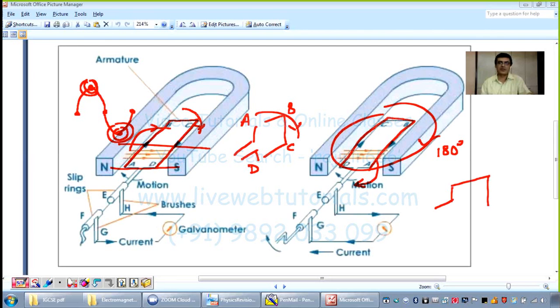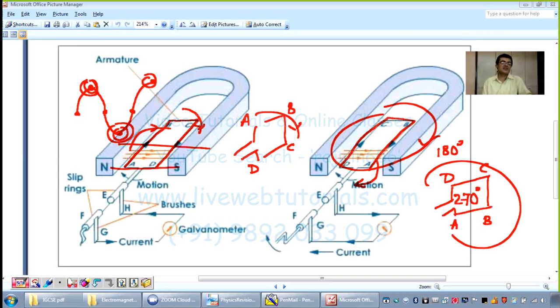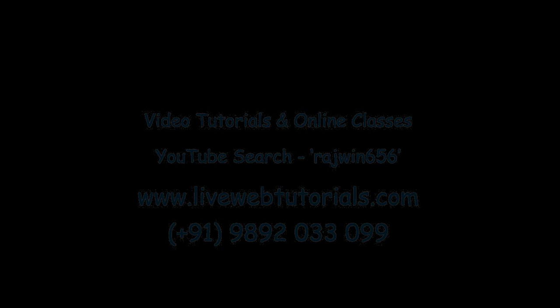This is how the coil is going to look if I see it from this side. In this case, AB will be this side and CD will be this side. Here the rotation has become 270 degrees. Again, when one complete rotation has gone, it has become 360 degrees. Again, this is going to be the position. So it is going to be maximum again in the original direction, that is AB, CD. This is the entire working of your AC generator.